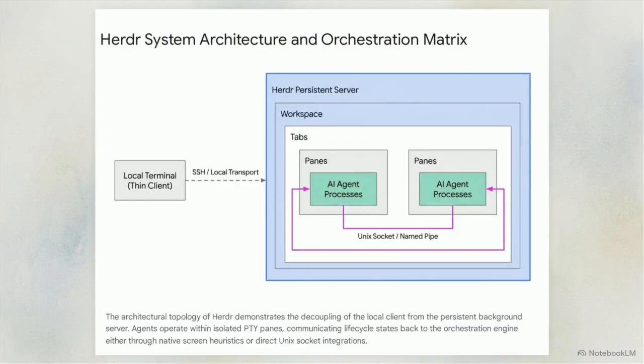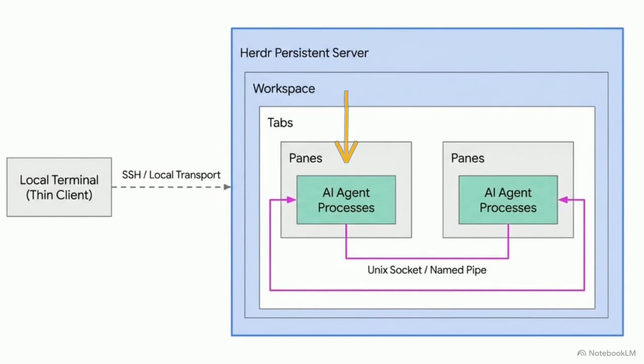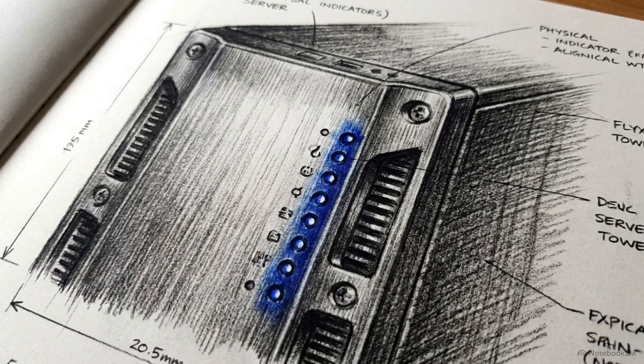This diagram outlines Herdr's topology. The local terminal is completely decoupled from the persistent background server. Inside, the workspace isolates AI agents in dedicated panes and tabs. These agents continuously report their status back to the orchestration engine via Unix sockets or named pipes. Because the execution environment is completely divorced from your viewing window, an accidental terminal closure or dropped connection will never kill an active AI agent. It just keeps working in the background.